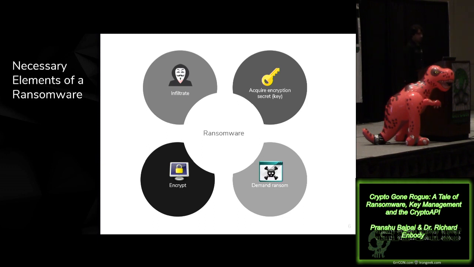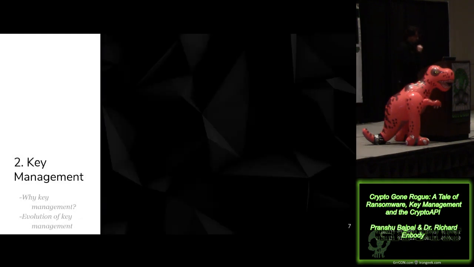Now, the next thing to do is acquire an encryption secret. This is very important because you need to have a unique encryption secret per victim. Because if you had the same encryption key for every victim, then victims would share keys among themselves, and that would compromise the whole ransomware campaign. So it needs to somehow acquire that. Once it acquires that, it goes ahead and uses it to encrypt users' data, and then demands a ransom. So that's pretty straightforward there.